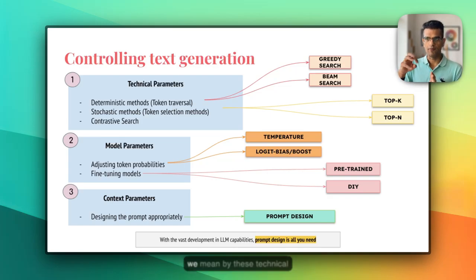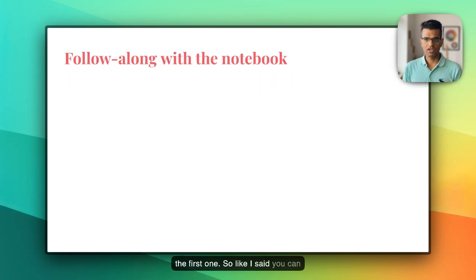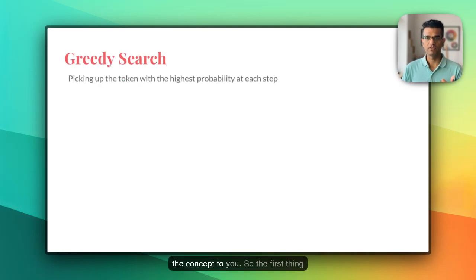We will look now at what we mean by these technical parameters and model parameters, and show you how it really works under the hood. So let's look at the first one, right? Like I said, you can follow along with the notebook, which is part of the course material. Each of these methods is actually explained there, but I also provide a graphical representation here to explain the concept to you. So the first thing that we can think of is greedy search.